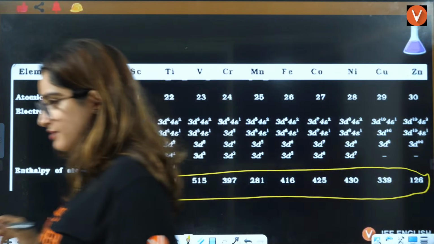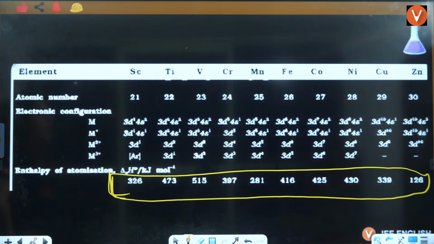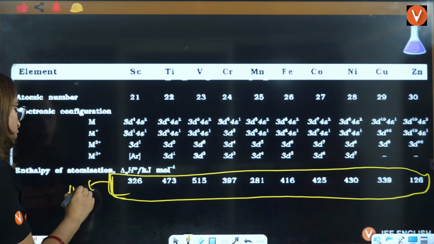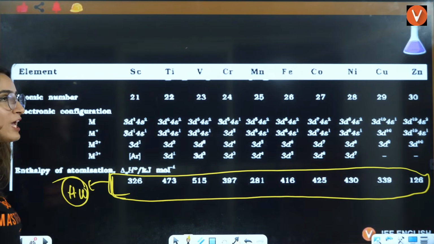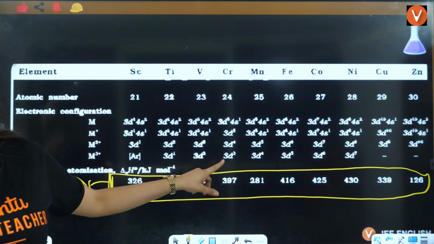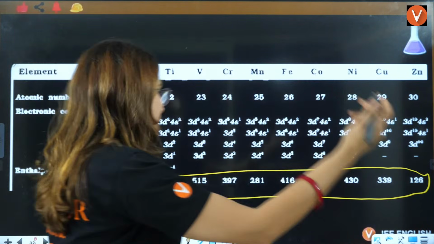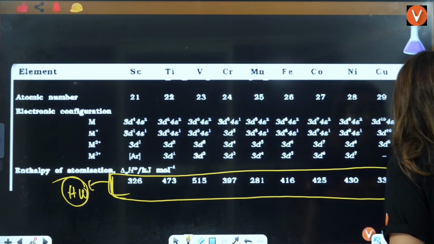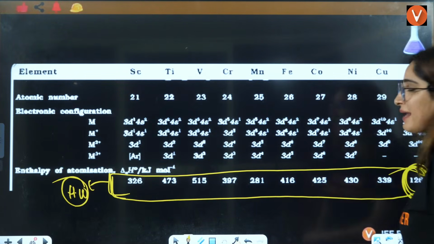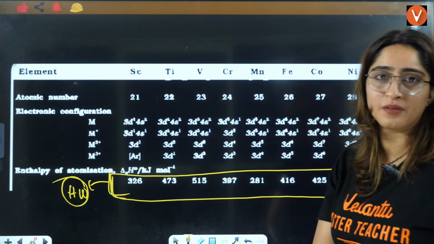I'll just stand here, right? You can take a screenshot, guys. This is your homework. I am not even asking you to solve anything. All I am asking is this enthalpy you will write on your own, right? Let's say this is the minimum, right? So zinc has the minimum enthalpy of atomization, right?